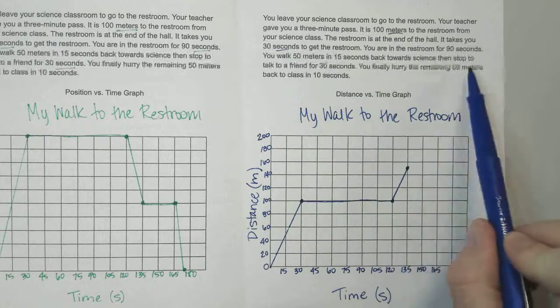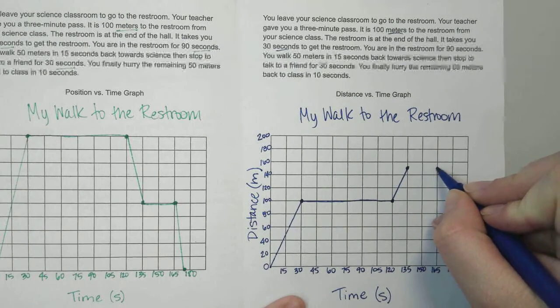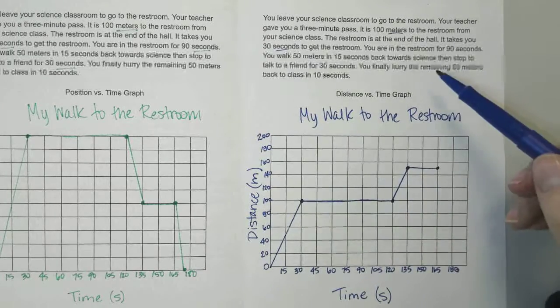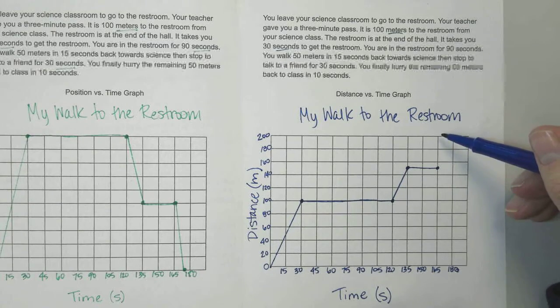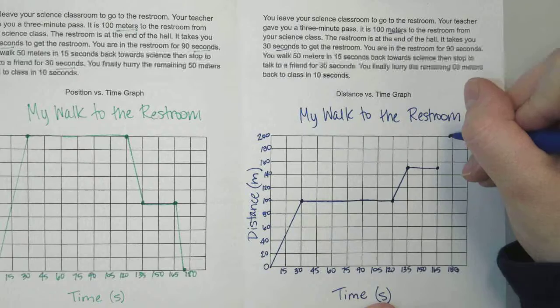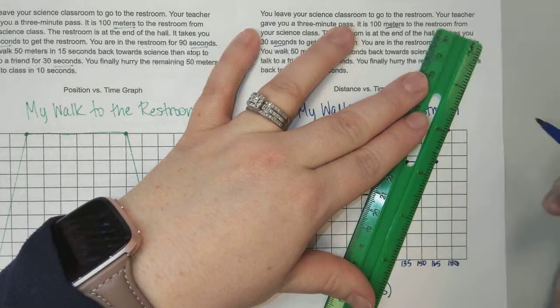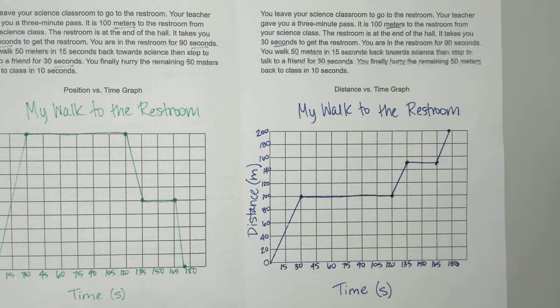Then it says that we stop and talk to a friend for 30 seconds. Again, if we're stopped, our distance is not changing. So we have 15 seconds, 30 seconds, and there is a straight line there. Finally, it says we hurry the remaining 50 meters back to class in 10 seconds. So we're at 150, we're going to go all the way up to 200, and it'll be just shy of that last line. Connect our dots. So we know now that our total distance was 200 meters.